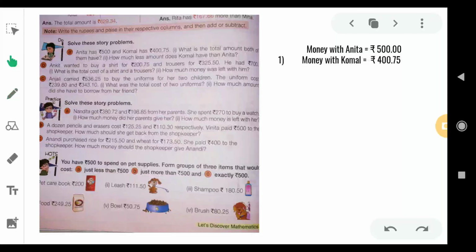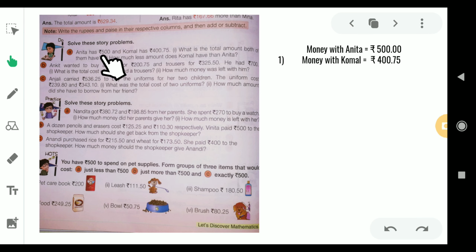But before solving all those story problems, you have to keep one thing in mind: write the rupees and paise in their respective columns and proceed with addition or subtraction. So you have to write rupees and paise in their respective columns. Then only you can proceed with the addition or subtraction. So let us take the first story problem that reads like this.